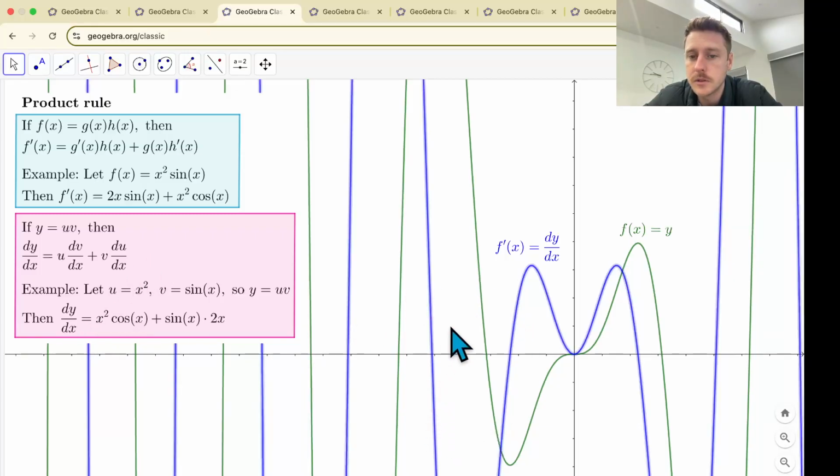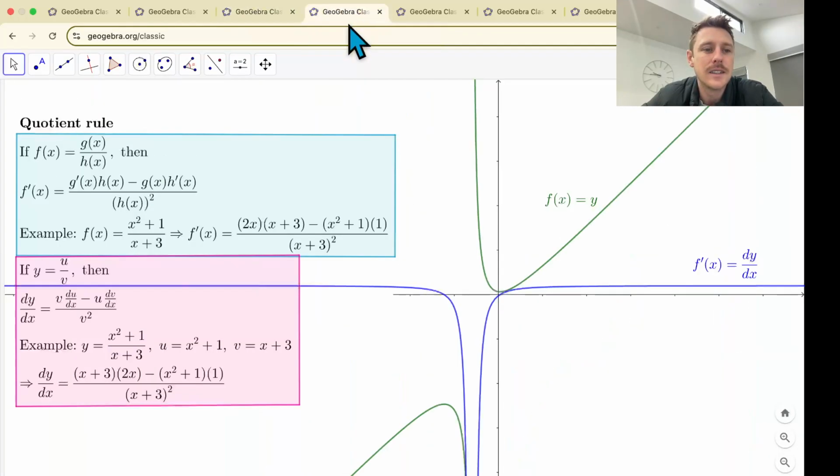And sure enough, that's what's in blue. So we can call it f dash of x, or we can call it dy dx, depending on which notation you prefer to use. And that's the blue function. So the blue function describes the gradient of the green function at every point x. So pretty cool, huh? All right, let's look at the quotient rule.